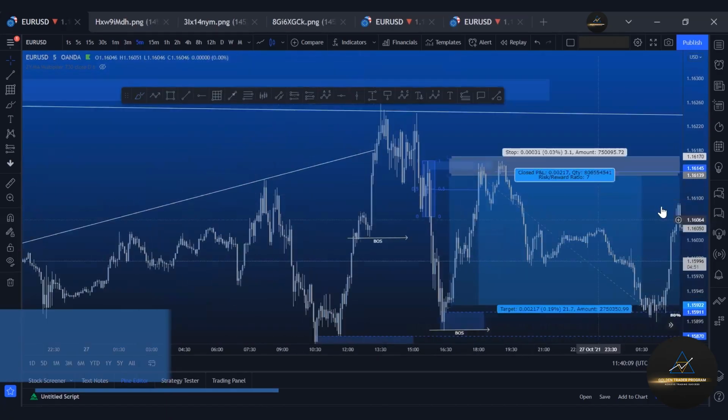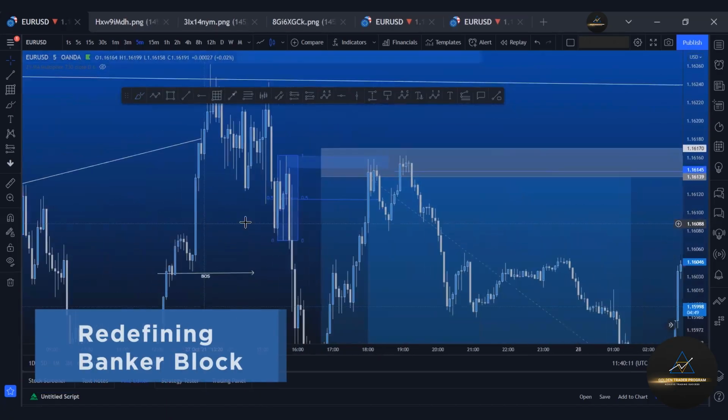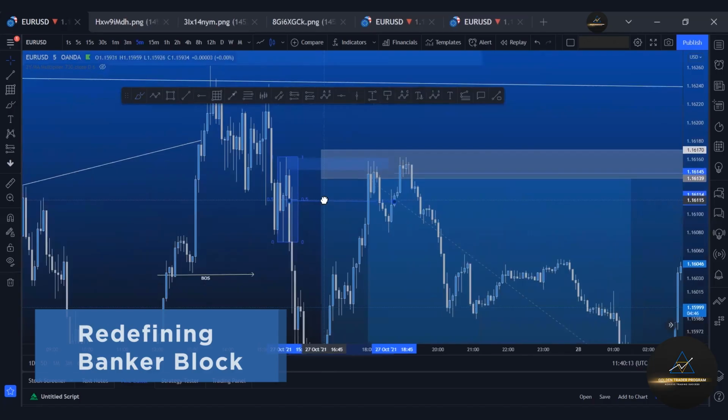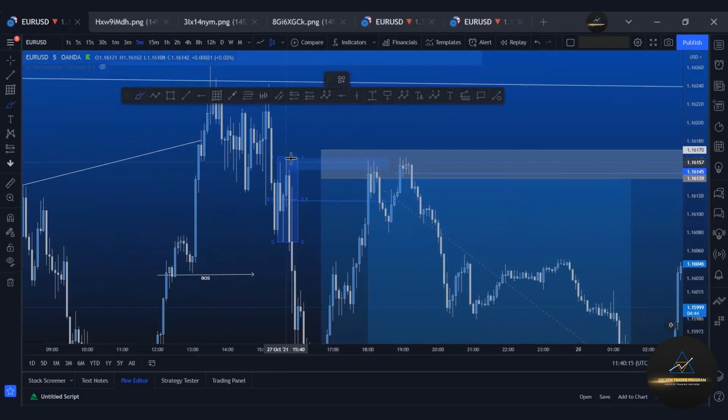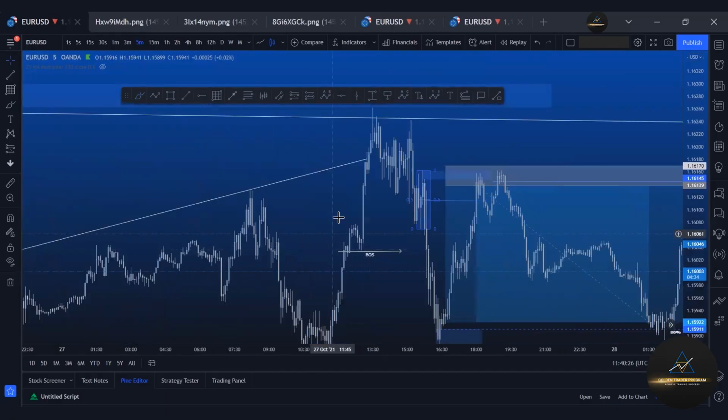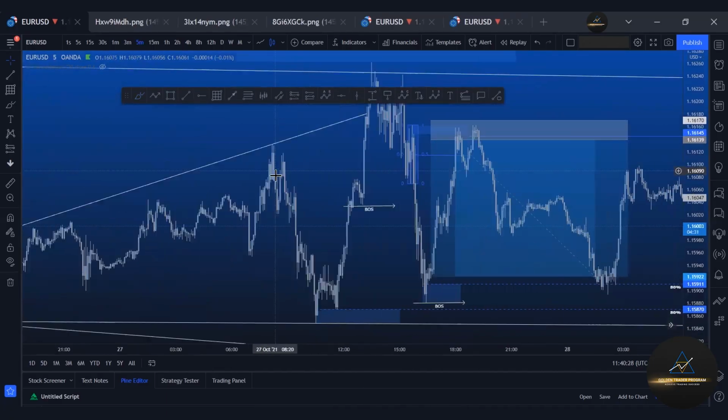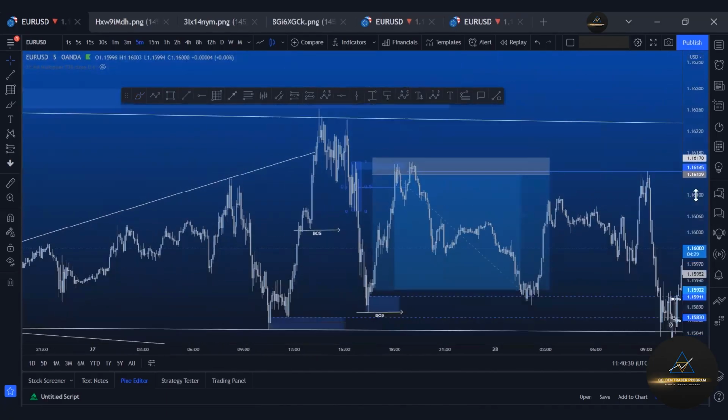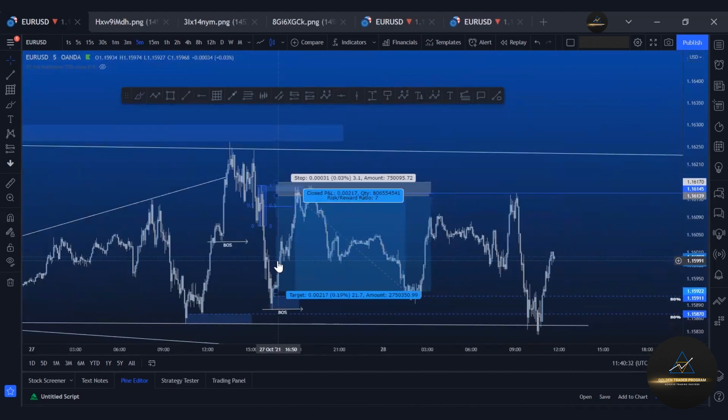So in terms of redefining the banker block, again, this is the basic banker block of the 50%. And all you need to do is just look for any liquidity or any gaps at this area. And these are very, very juicy, highly lucrative trades, right? And you can even redefine on any time frame from the 1 minute up until the daily. So this was a pretty decent trade on the Boomerang.